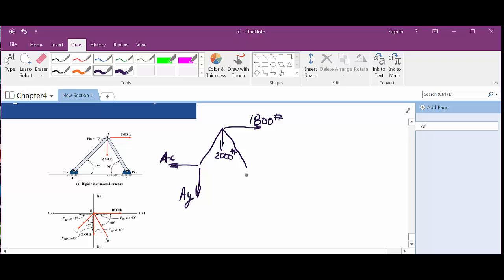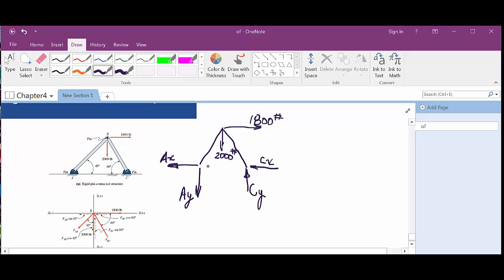Well, point C is pinned as well. So I'm going to guess that CY is going up. CX I'm going to guess is going to the left. Now, you know what, though? C or AX. Yeah, I'm going to guess. I'm going to leave my guess at that.